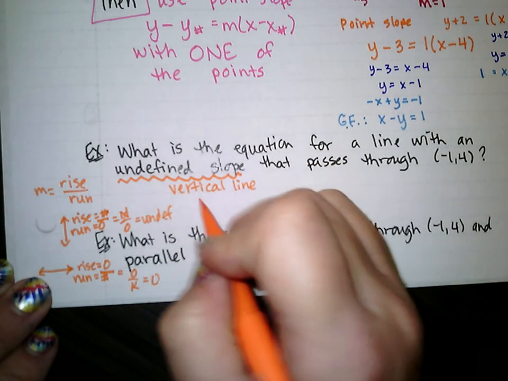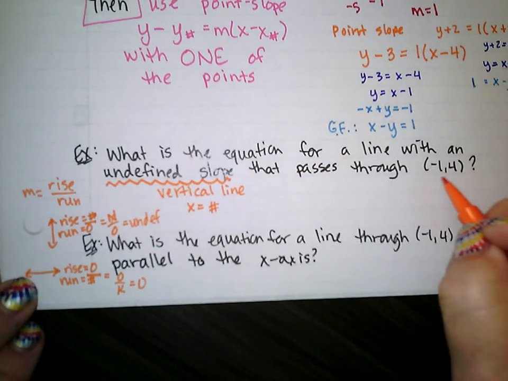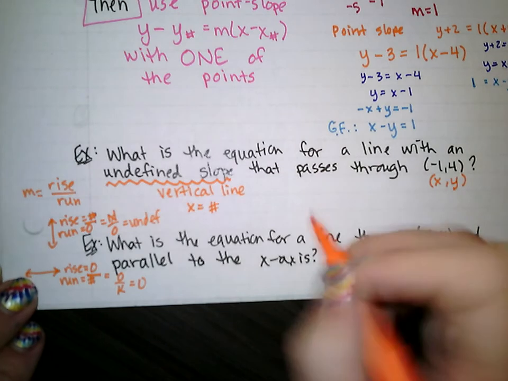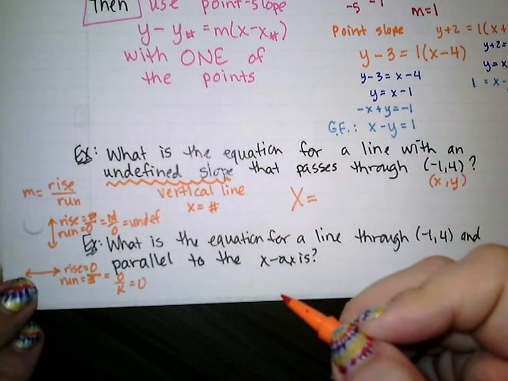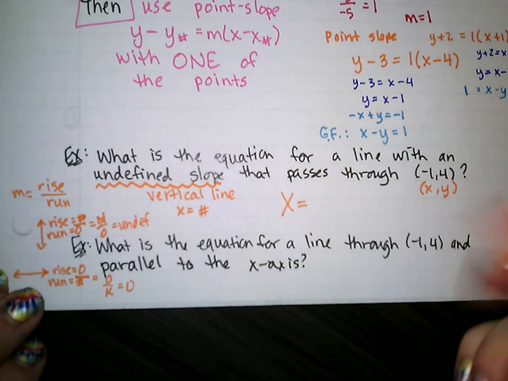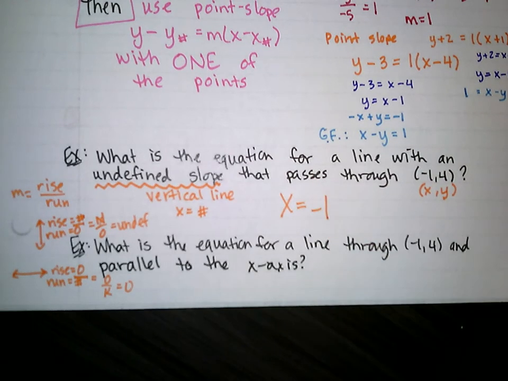Vertical lines have equations that go x equals a number. And over here we have an x and a y. So if we had to say x equaled some number, what number would it equal if it had to go through the ordered pair negative 1, 4? Well, x would equal negative 1. So we just had to think some about that problem. We didn't have to do much work for it.